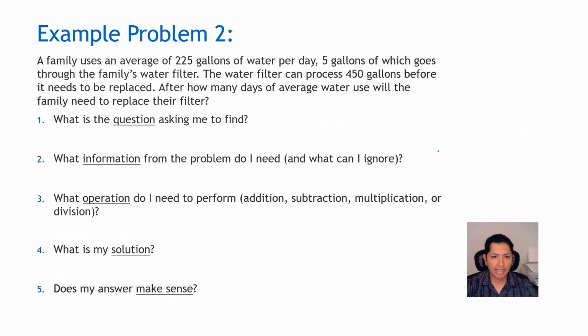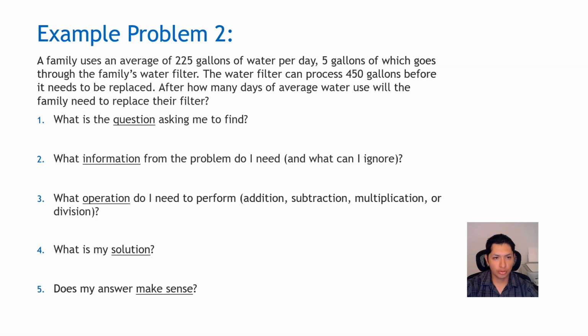A family uses an average of 225 gallons of water per day, 5 gallons of which goes through the family's water filter. The water filter can process 450 gallons before it needs to be replaced. After how many days of average water use will the family need to replace their filter? That was quite a lot of information, right?